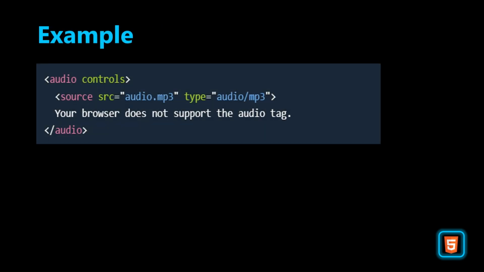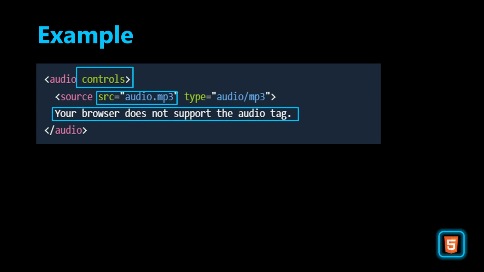Here is an example of how to create an audio element in HTML. The controls attribute adds playback controls to the audio element. The source element specifies the URL of the audio file and its MIME type. The text "Your browser does not support the audio tag" is displayed if the browser does not support the audio tag.